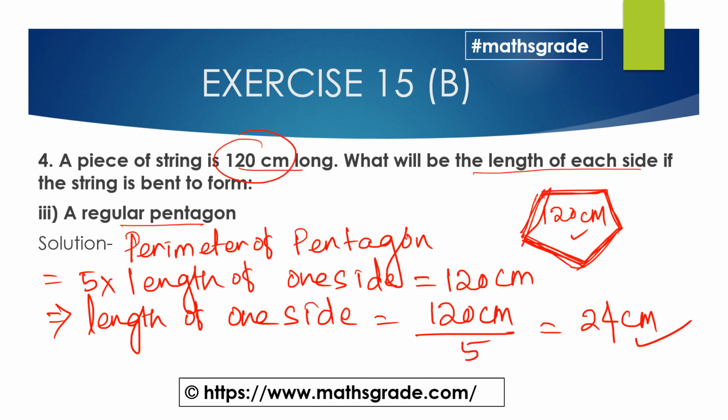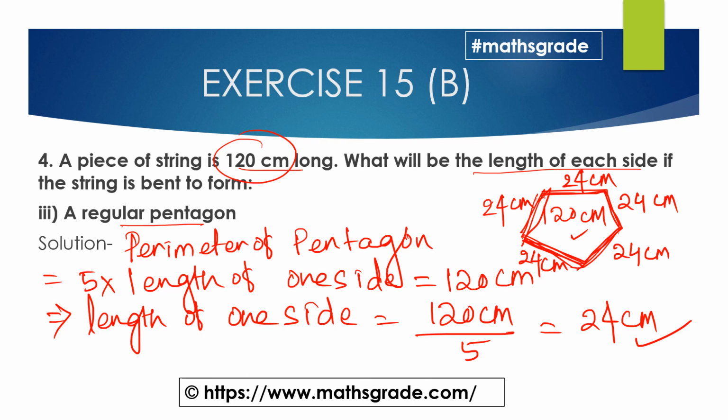So the length of each side of the pentagon will be 24 centimeter. So this side is 24, this is also 24, this is also 24, this is also 24, and this is also 24, because all the 5 sides in the regular pentagon will be equal.